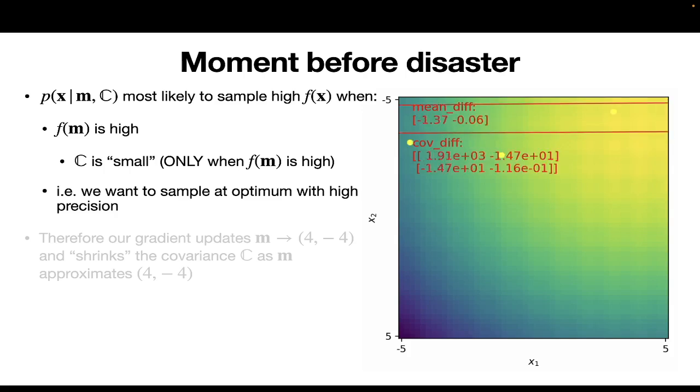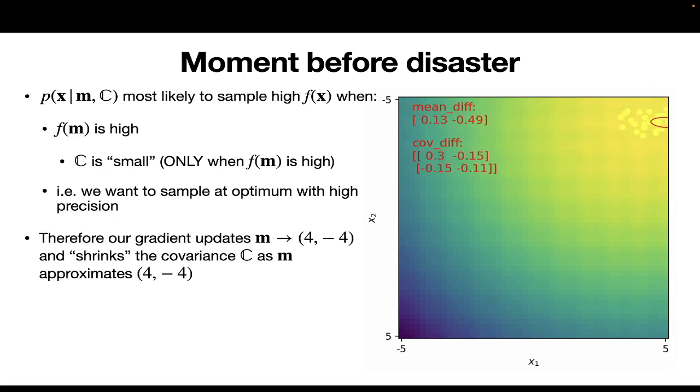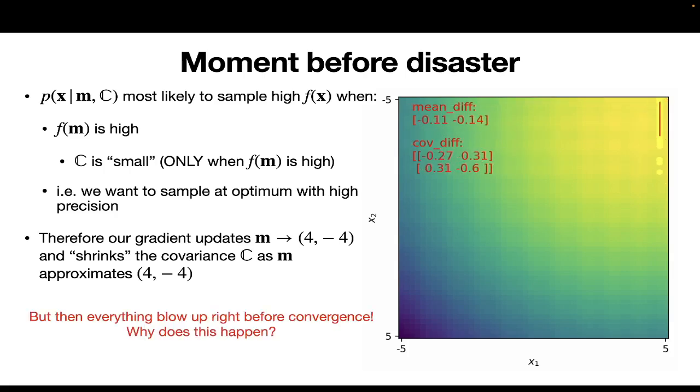As you can see here, the moment before it blows up, the distribution is actually kind of already well adapted. The mean of the distribution is located approximately at the 4, -4 optimum, and moreover, the covariance matrix is small. So overall, our distribution is sampling at the optimum with high precision, which is exactly what we want. So why does it still blow up?